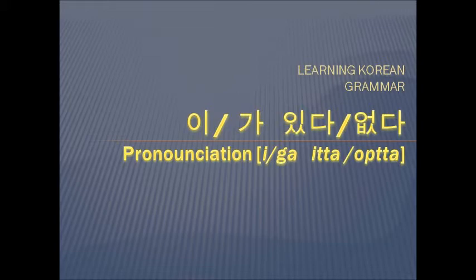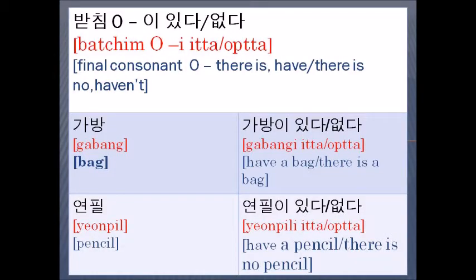Hi mga ka-ViVo, so ang tatalakayin natin ngayon is yung grammar na i-ita or opta. So next picture po natin is makikita kung ano ang kahulugan nito. So start! So ayan, ang i-ita or opta means there is or have, or there is no or haven't.